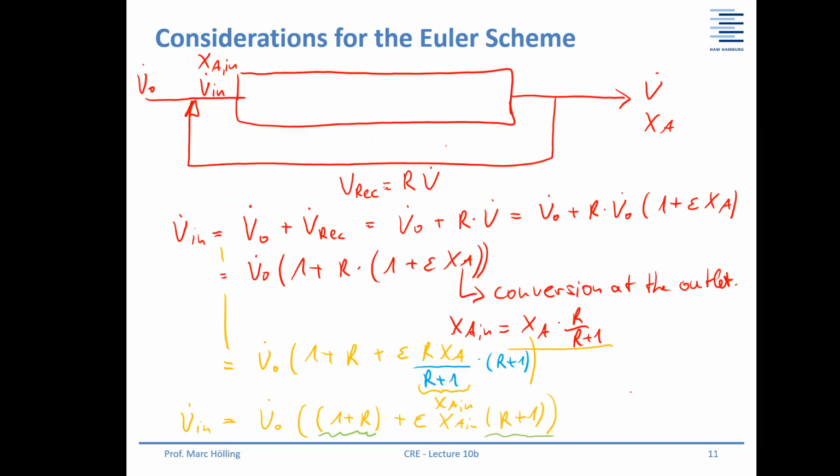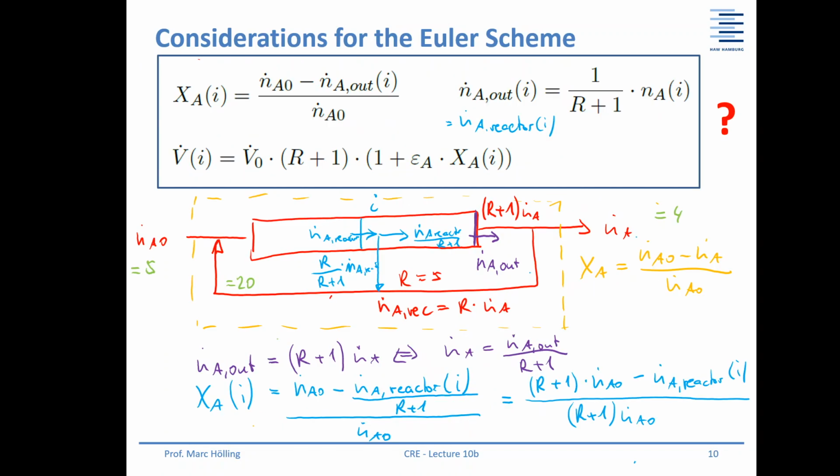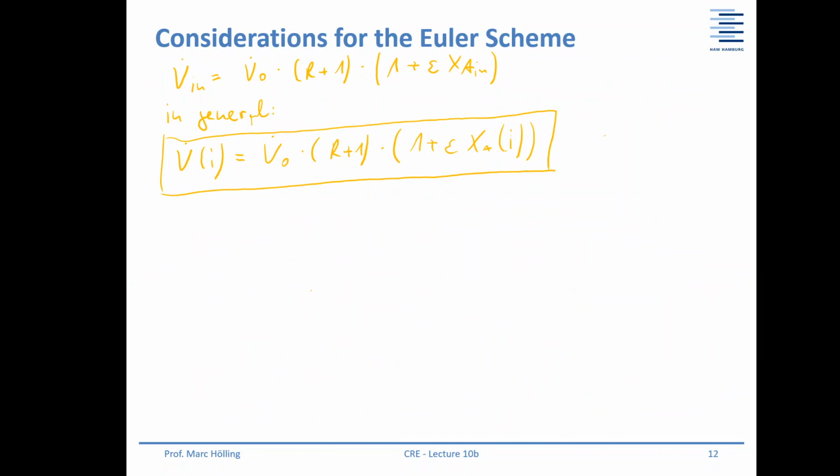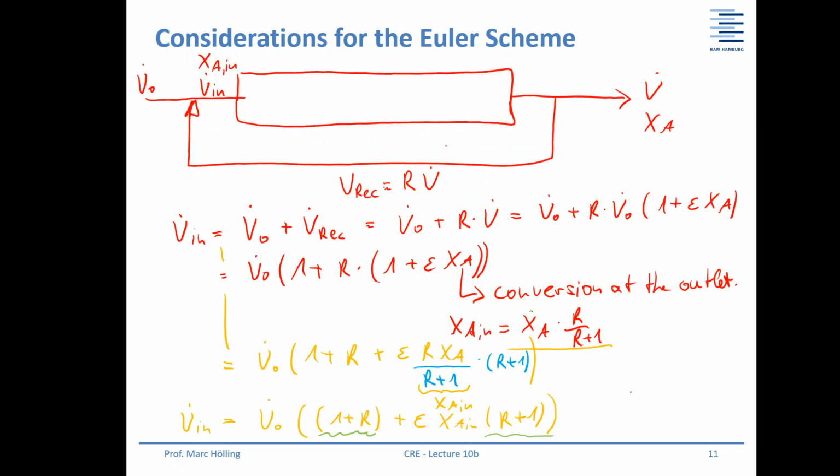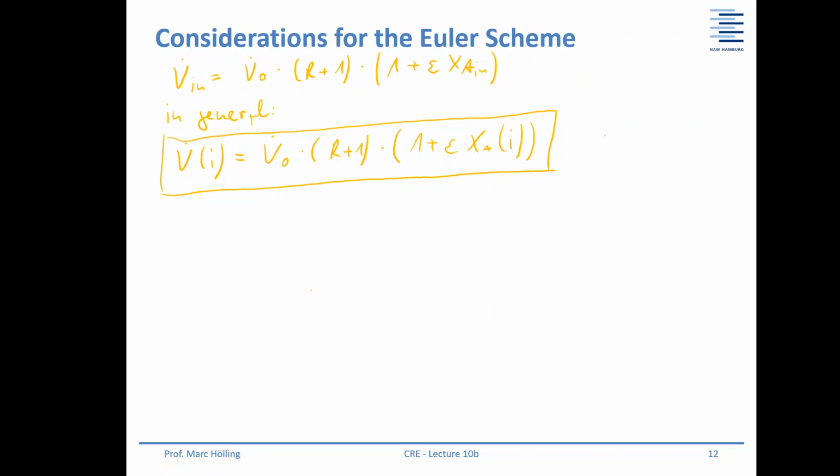Okay. So basically what you do is you treat your total volume flow as the initial volume flow multiplied by R plus 1, and then you just have to correct it with the effect of changing density inside your reactor, and this depends on epsilon and your conversion.